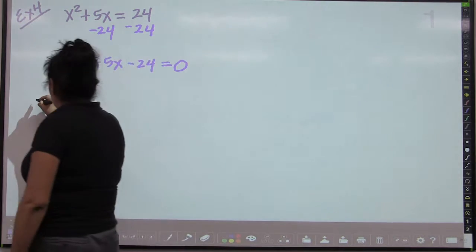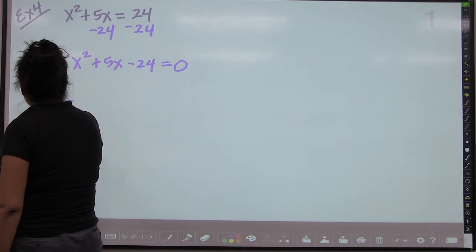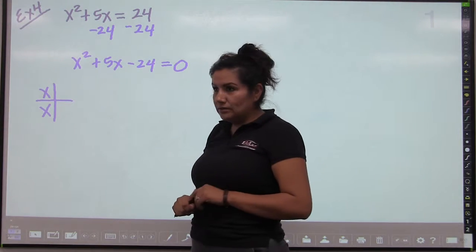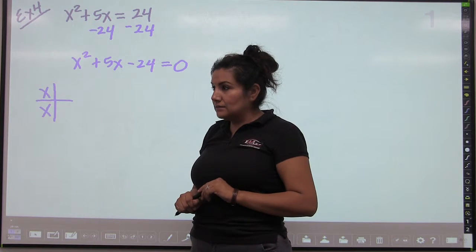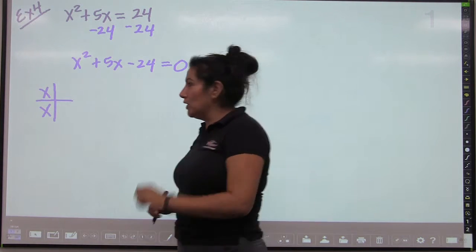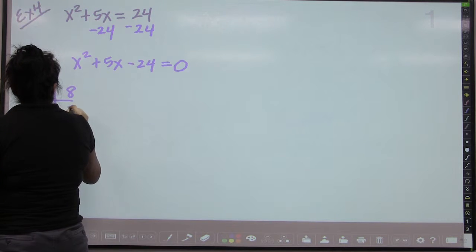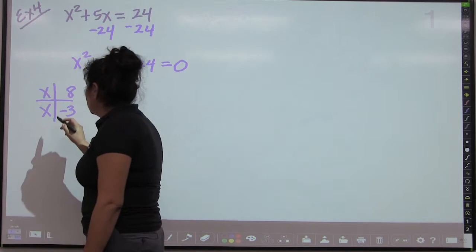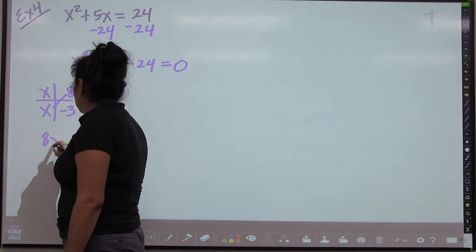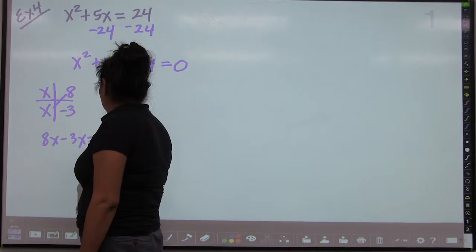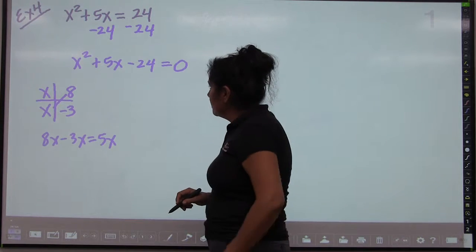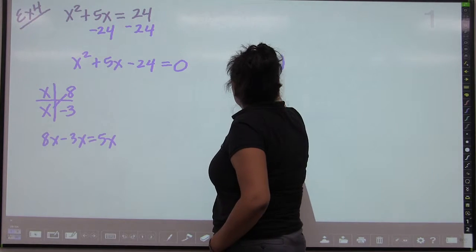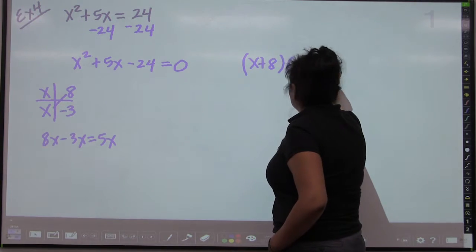So x times x is x squared. Anyone have ideas for factors of 24 that will yield a 5? 4 and 6 will not yield a 5. 8 and 3. Wow. 8 times 3 is 24. We want a positive 5, so we want a negative 3 here, right? So we can have 8x minus 3x, which gives us the 5x that we're looking for. So this is going to factor out to x plus 8 and x minus 3 equal to 0.